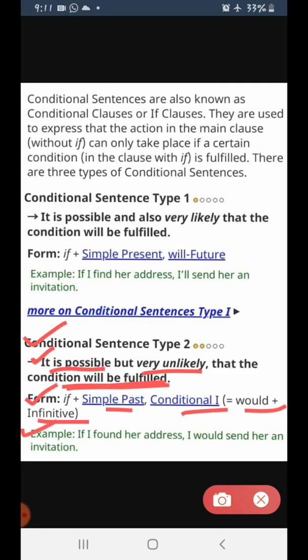Example: if I found her address, I would send her an invitation. Would. So here it means that if I found her address, it is in doubt that the address may be found, may not be found. But if I found her address, then I would send her an invitation. That means the condition will be fulfilled, but it is very unlikely. Clear? Okay, next.